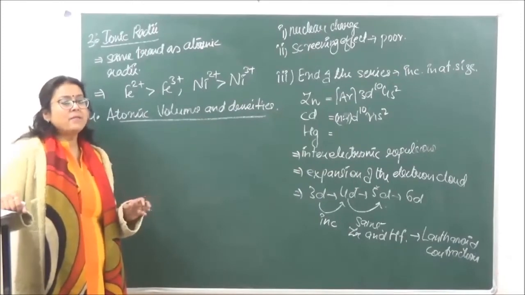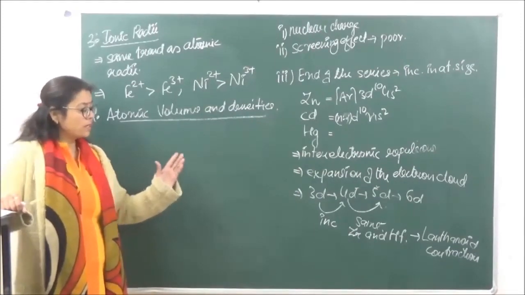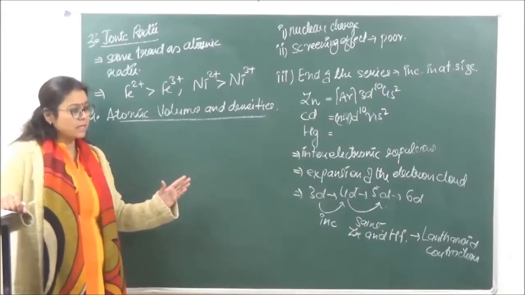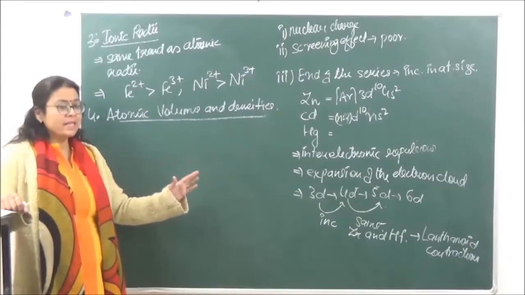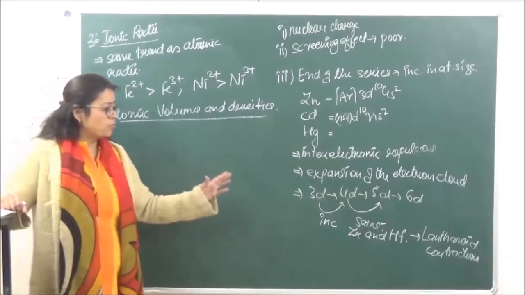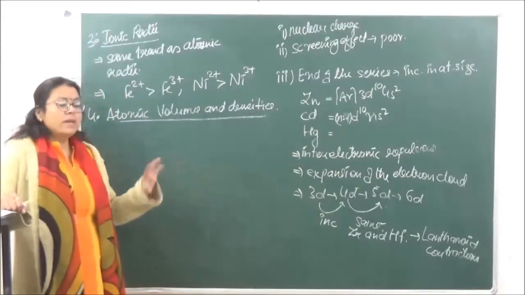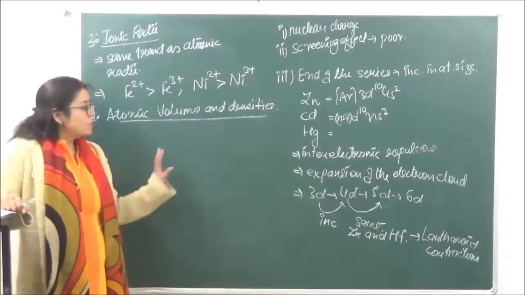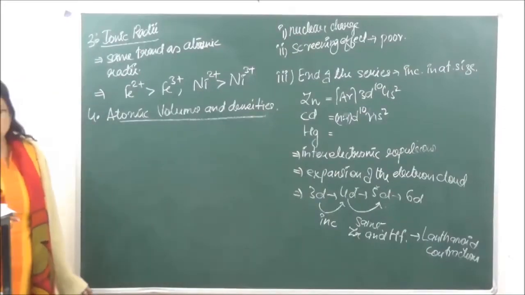In a similar manner, when we are going down the group, the radius will keep on increasing, isn't it? When we are going from 3D to 4D, the radius is increasing. With 4D to 5D, the radius remains almost the same. So, this way you can just write down 1 or 2 points. Atomic volumes of transition elements.